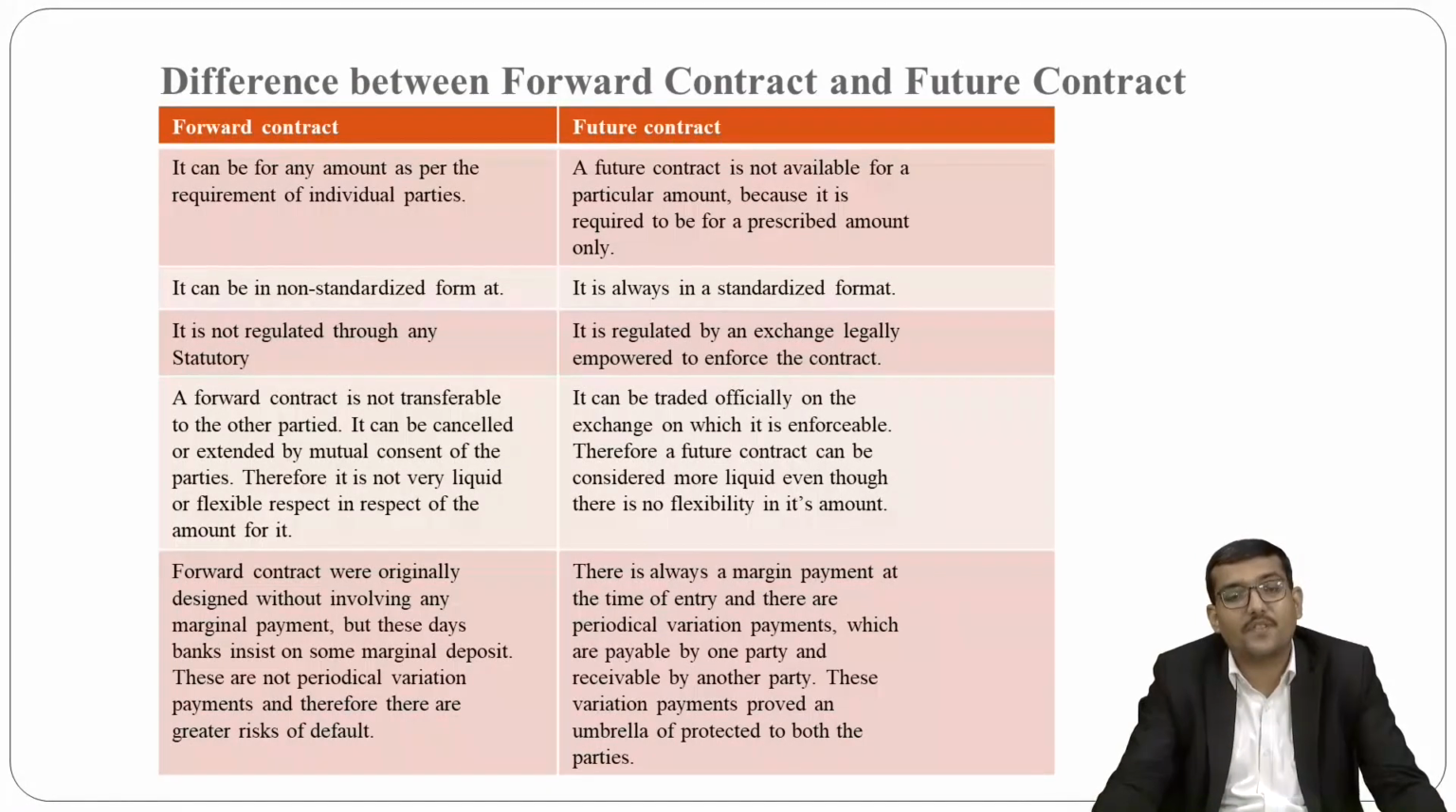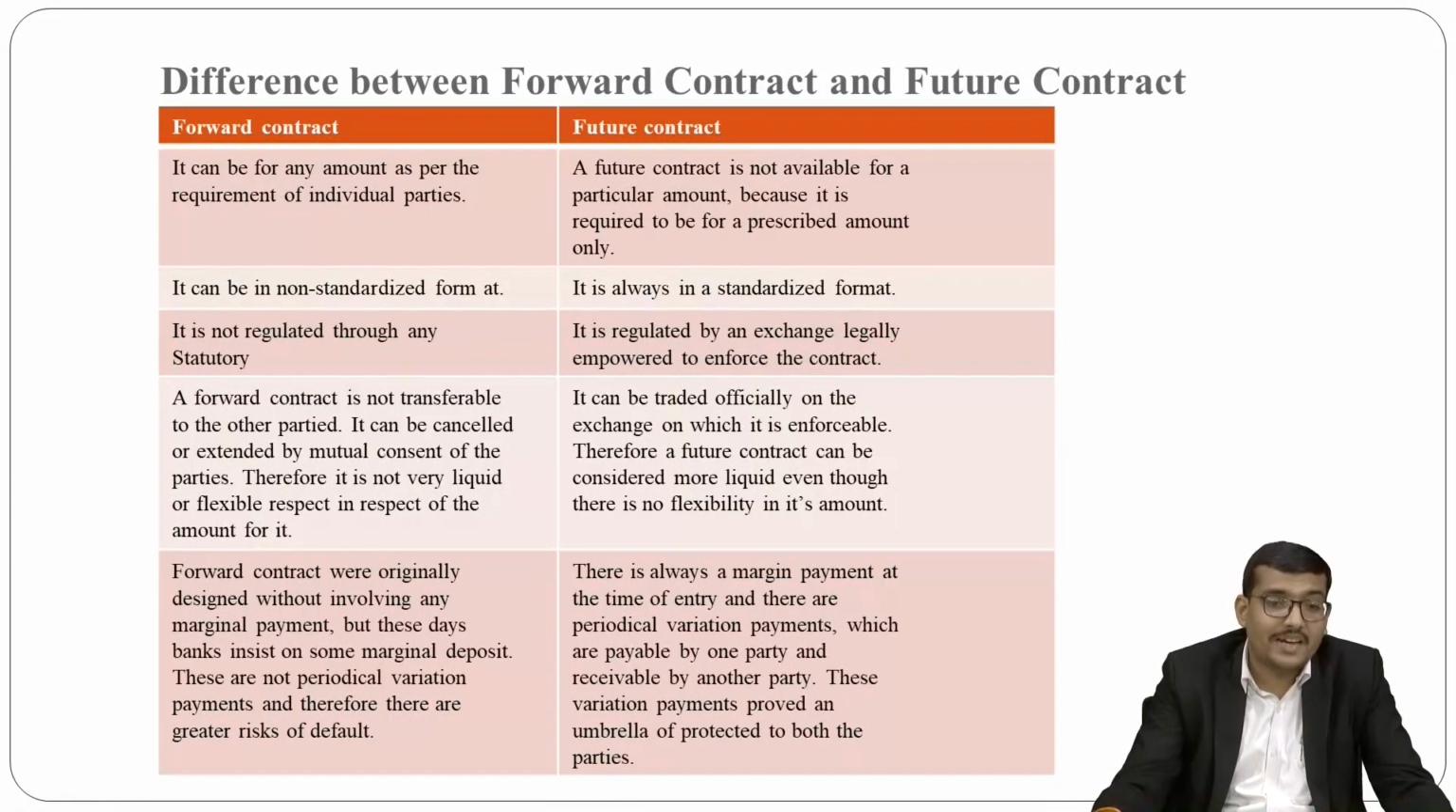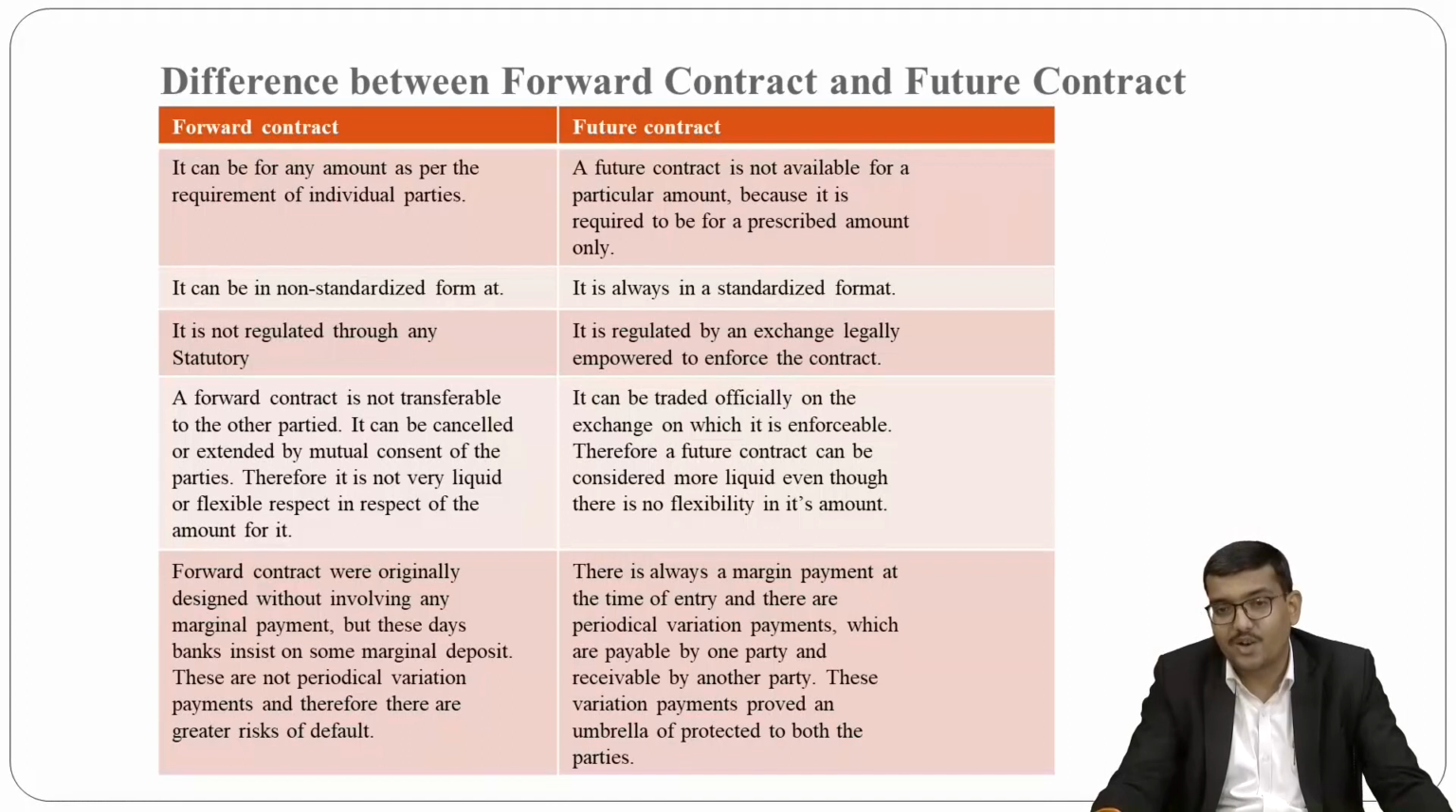The next difference is that forward contracts were originally designed without involving any margin payment. But these days, the banks insist on some margin deposits, and there is no periodical variation payment, and therefore there is a greater risk of default in nature.